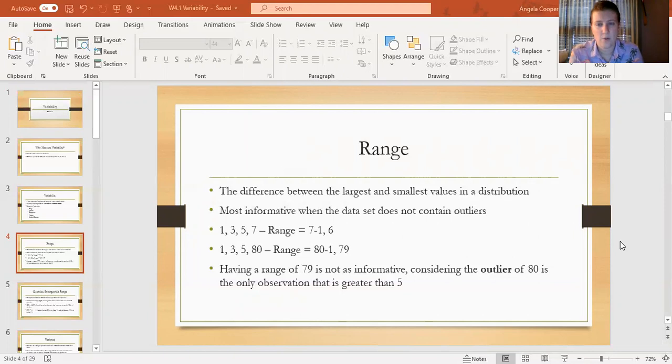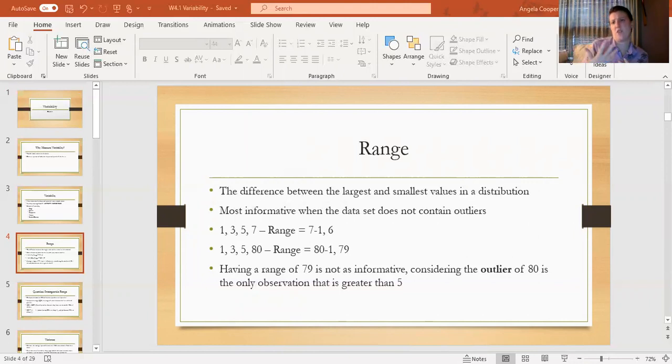So range isn't as informative as, let's say, standard deviation is, because having a range of 79 tells you that's the difference between the largest and smallest, but there's really only one number in that data set that's larger than 5, larger than 10 even, and that's just that 80. So having a range of 79 makes it seem like, oh wow, maybe there's a 20 in there, a 72. I'm referring to scores within the data set.